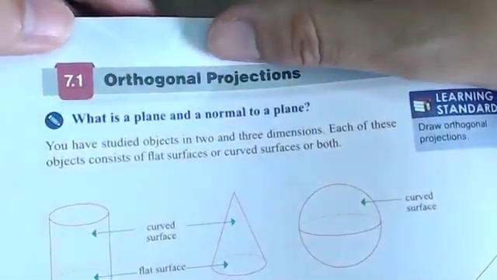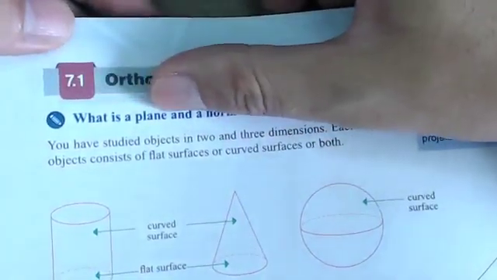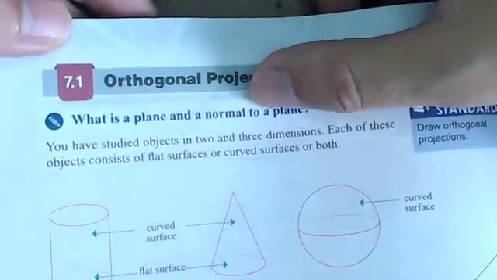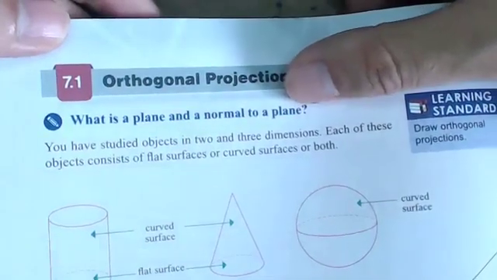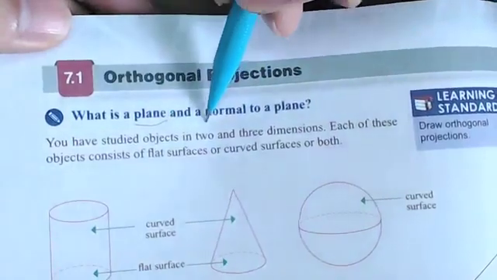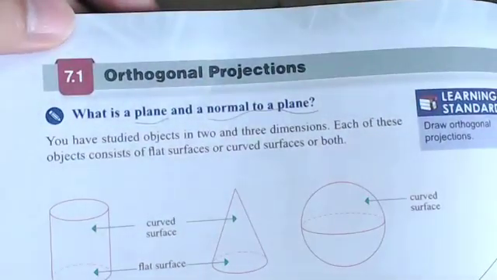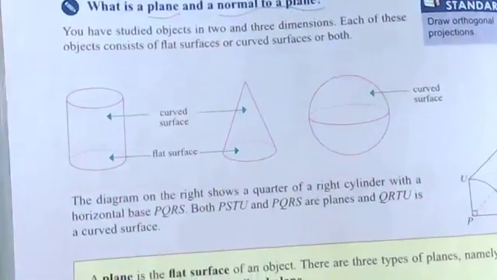Orthogonal projections. What is a plane and a normal to a plane? What is plane? What is normal to a plane? So we got two names here. Two names, two labels.